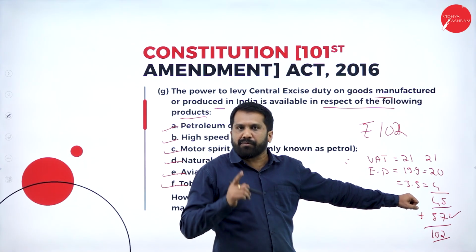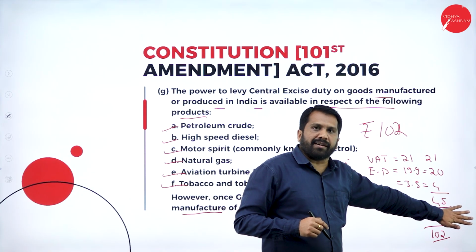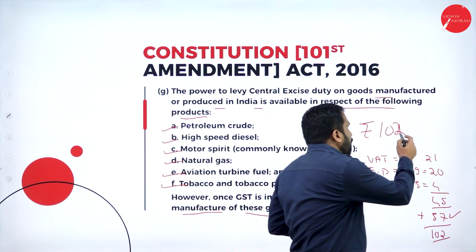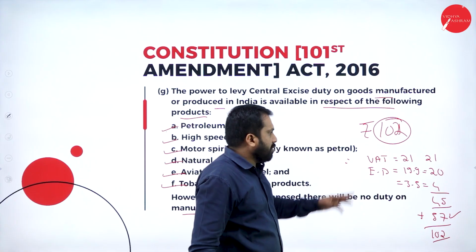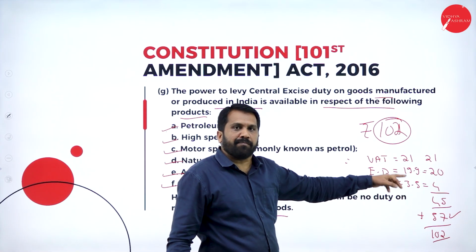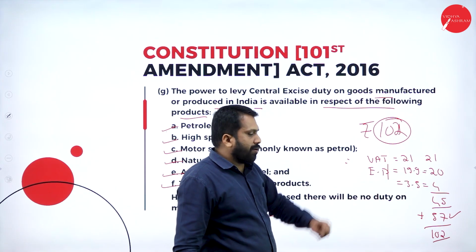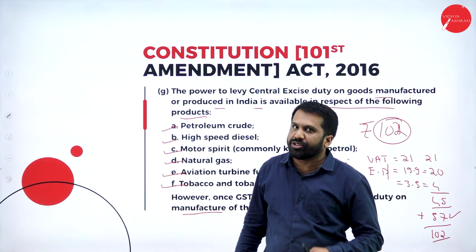How much is the price of 1 liter fuel in Karnataka? The value is 57. But how much are we paying? 102. Why are we paying 102? VAT comes, excise duty comes, and brokerage or commission will come. All put together, it will become 102. We are paying around 45 rupees additionally.